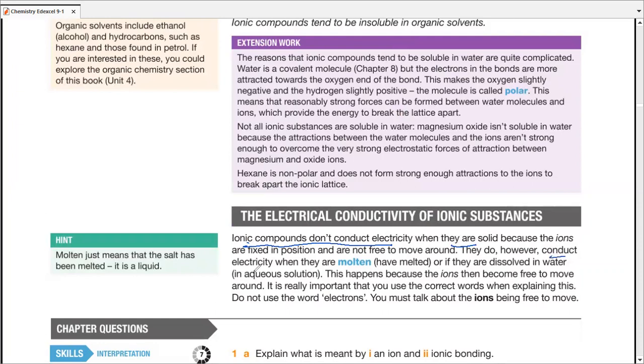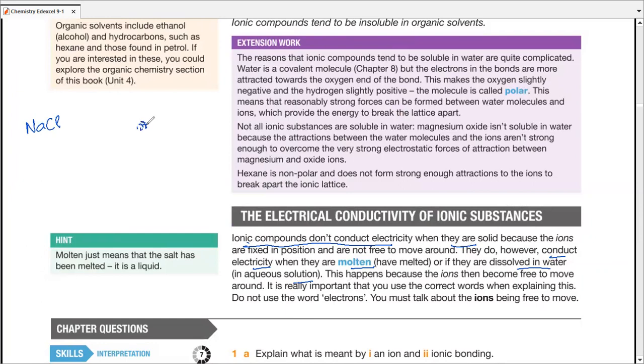They conduct electricity when they are molten, meaning we have melted them at their melting point into a liquid, or when they are dissolved in water, right? That's why we call it conditional. Now think about it. We have NaCl and we take some salt.